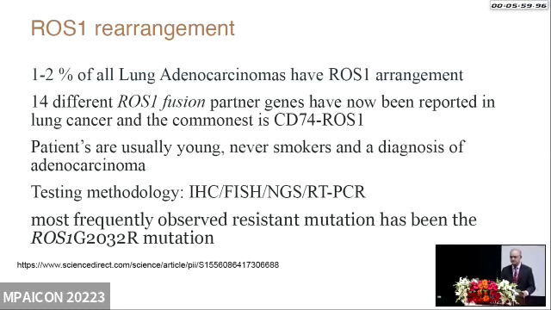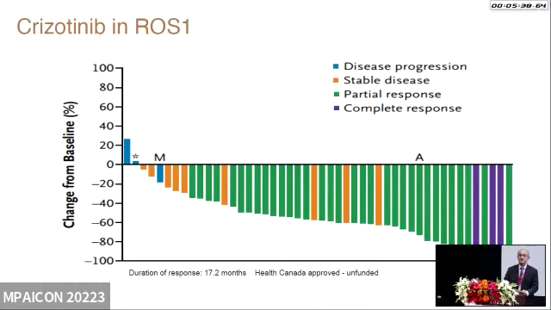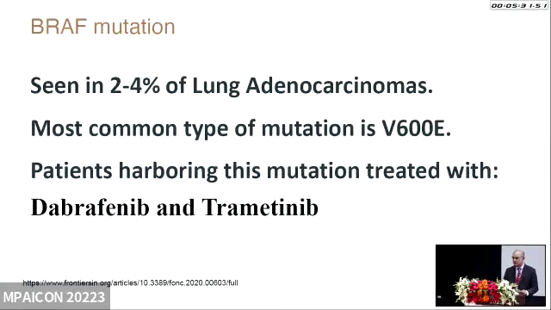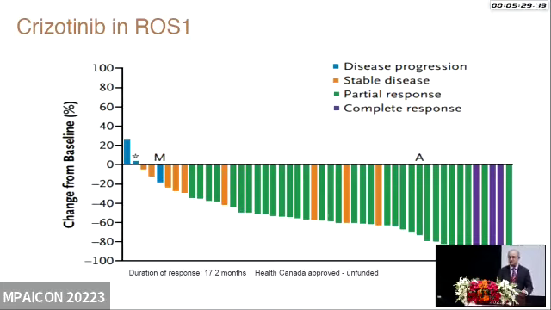ROS1 mutation is the other common mutation that we see in our setting. 1 to 2% of all lung adenocarcinomas have ROS1 rearrangement, and 14 different ROS1 fusion genes have been reported in lung cancer, and the commonest is CD74-ROS1. Patients are again usually young, never smokers, and have a diagnosis of adenocarcinoma. Crizotinib, which is a drug used for ALK rearranged adenocarcinoma, is also used as a treatment modality for ROS1 rearranged adenocarcinomas.